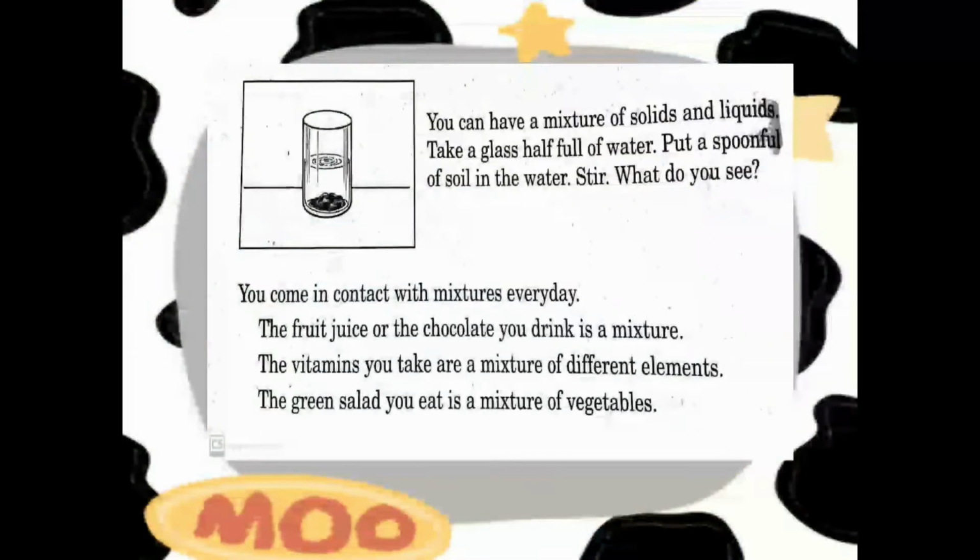Next tayo. You can have a mixture of solids and liquids. Take a glass half full of water. Put a spoonful of soil in the water. What do you see? So, pag nag-mixture tayo ng solids and liquids, and maglalagay tayo ng soil, and stir natin, ano yung makikita natin? From a water, and lalagay ka ng soil, pag hinalo mo, ano yung makikita mo? So, for me, it's none. Kasi, pag nahalo mo yun, mawawala yun eh. So, dudumi siya, and magiging color brown yung water. So, maghahalo ang soil and ang water.